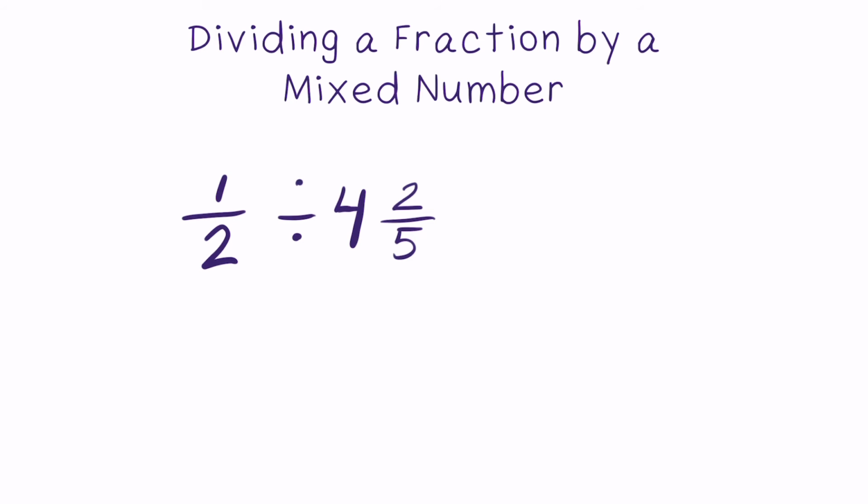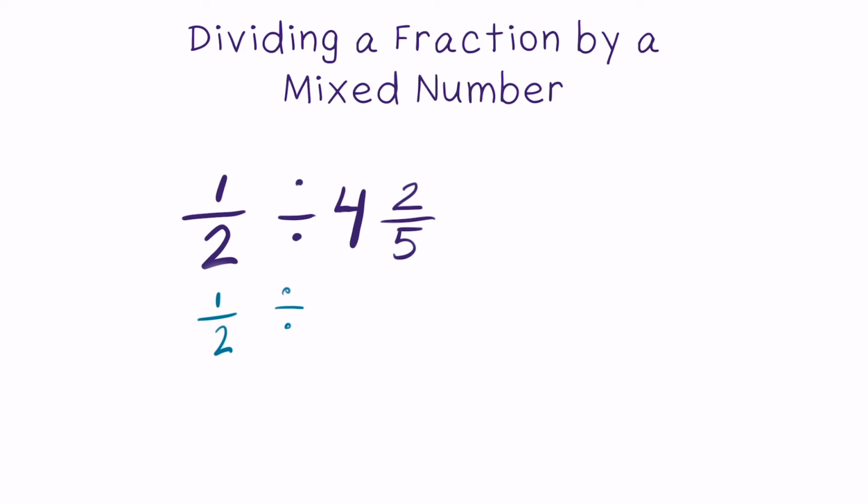Let's try these steps one more time using a different problem. 1/2 divided by 4 2/5. Again, we have a fraction divided by a mixed number. In order to divide these numbers more easily, we should make sure to convert both of them to fractions. 1/2 is already in fraction form, divided by our mixed number.